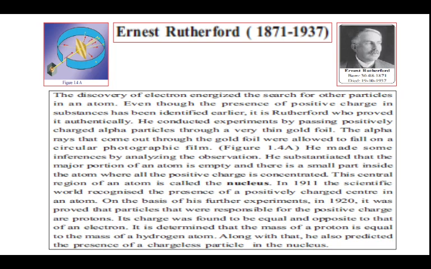The discovery of the electron energized the search for other particles in an atom, even though the presence of positive charge in substances had been identified earlier. It is Rutherford who proved it authentically. He conducted experiments by passing positively charged alpha particles through a very thin gold foil. The alpha rays that came out through the gold foil were allowed to fall on a circular photographic film. He made some inferences by analyzing the observation.